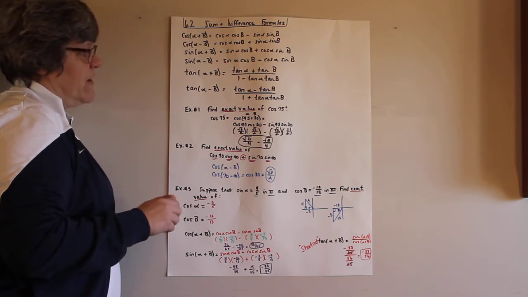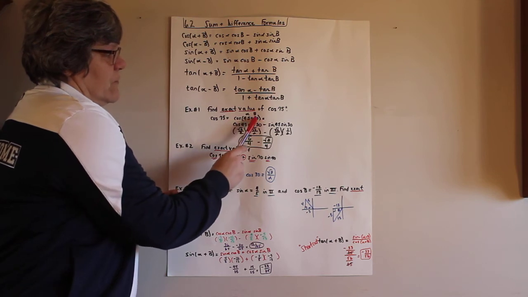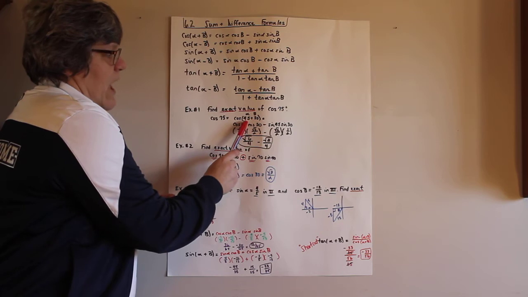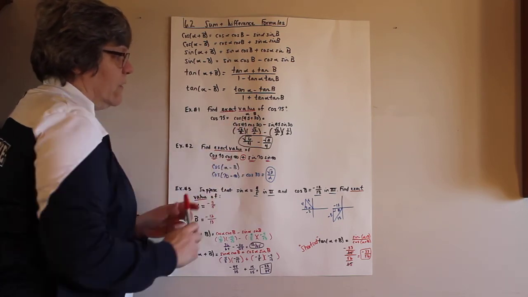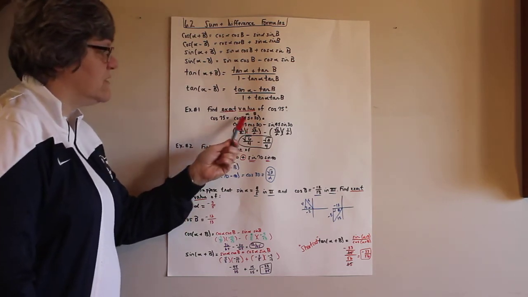So for cos 75, we have to think about what angles from that chart can we use that add up to 75. So we have cosine of 45 plus 30. It could be 30 plus 45, doesn't matter. So it's 45 plus 30. I'm going to call that 45 the alpha angle, and I'm going to call the 30 the beta angle. Then we're going to go back up here and find the plus for cosine.